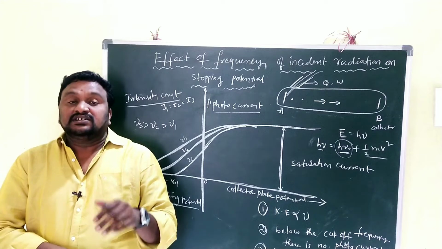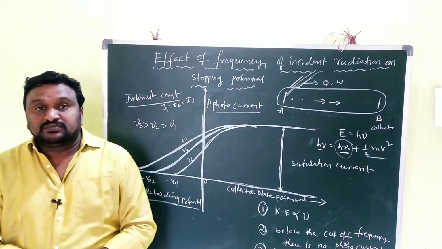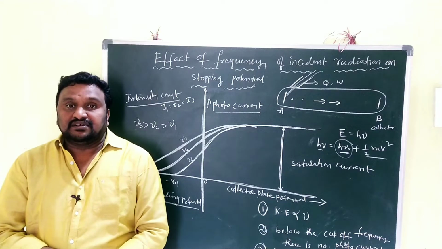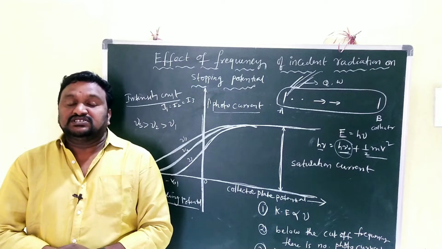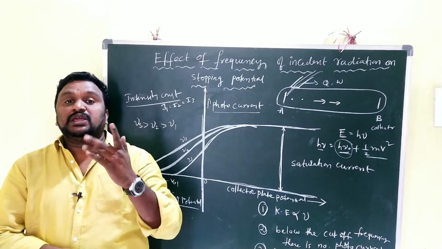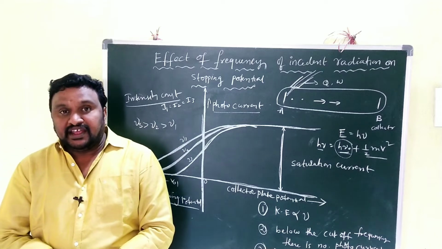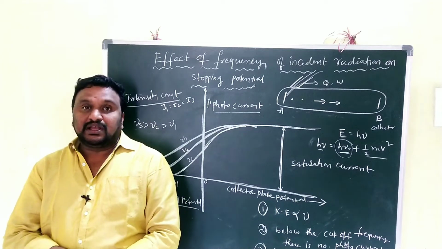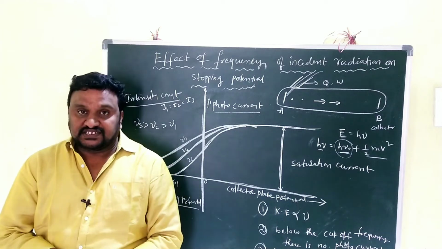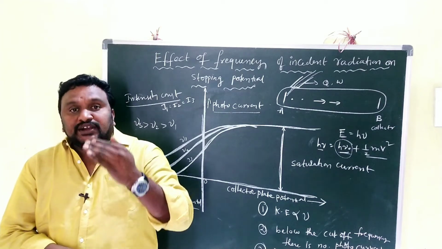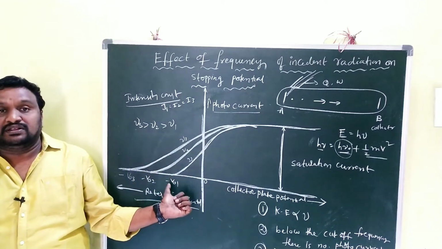And the next thing, the third point: at stopping potential, the value of the frequency of radiation should be called the threshold frequency. The frequency of the radiation at which the stopping potential becomes zero is what we call the threshold frequency. Below the threshold frequency there is no photoelectric current. You have to remember that.